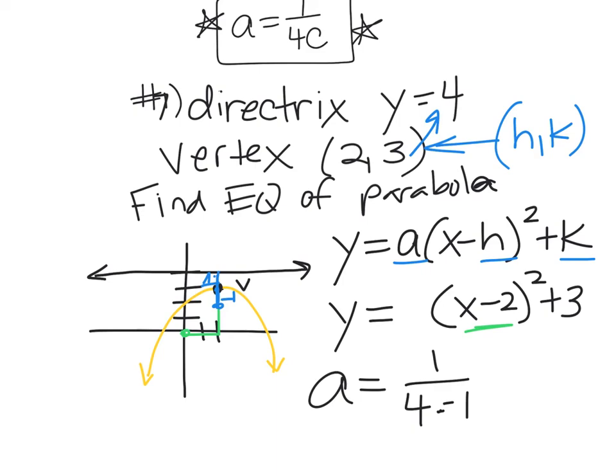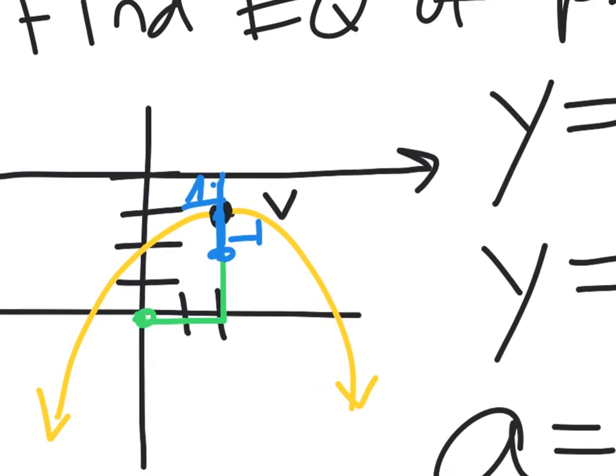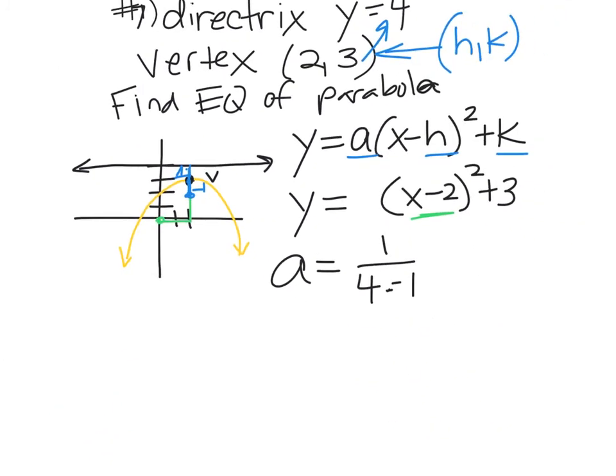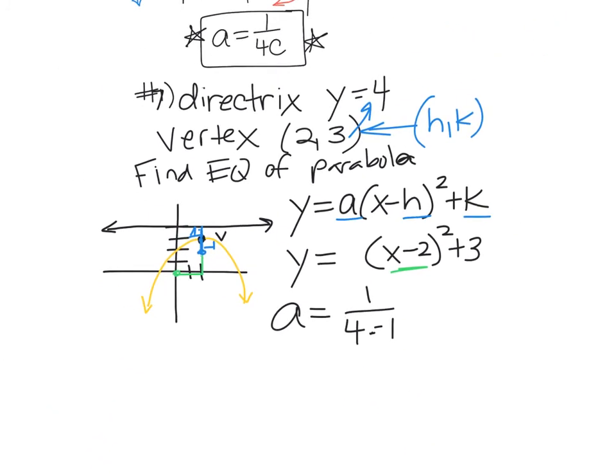c is always the distance from the vertex to the focus. In this case, it's a distance of 1 down, because these have to be the same distance: to the directrix, to the focus, from the vertex, same distance. So now I have everything. This a is equal to -1/4. And that's the equation. Is my parabola opening down? Yes. Is a negative? Yes.